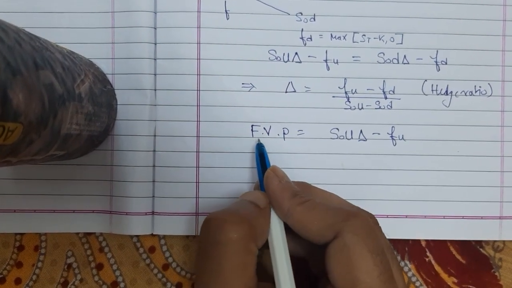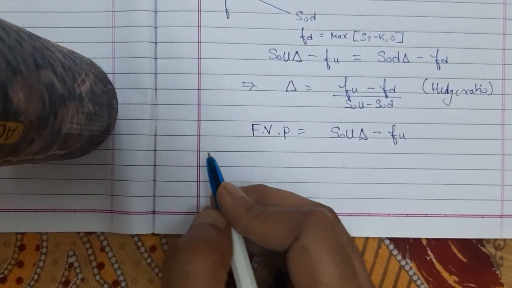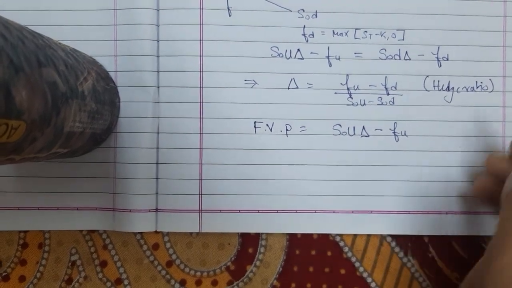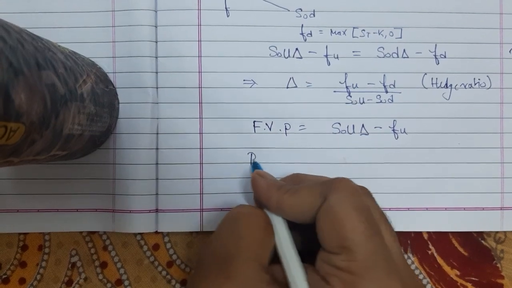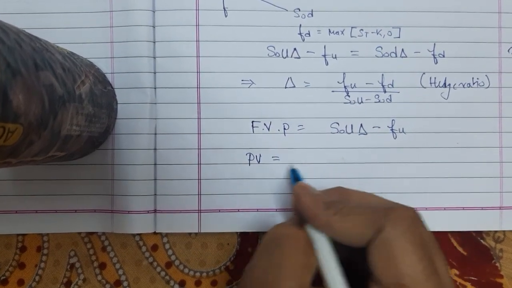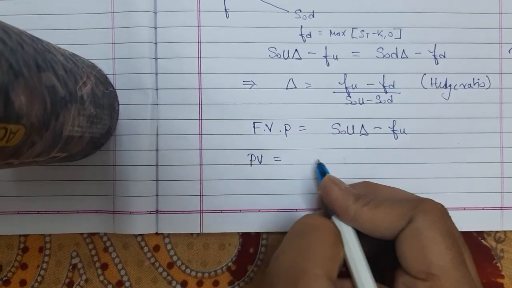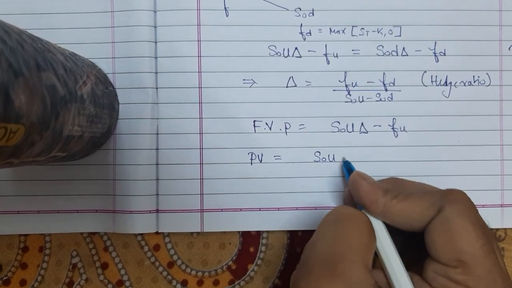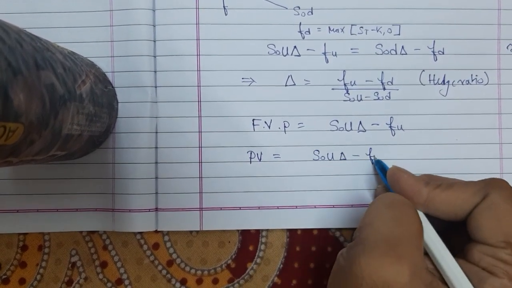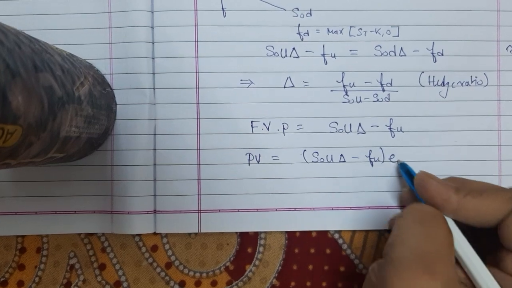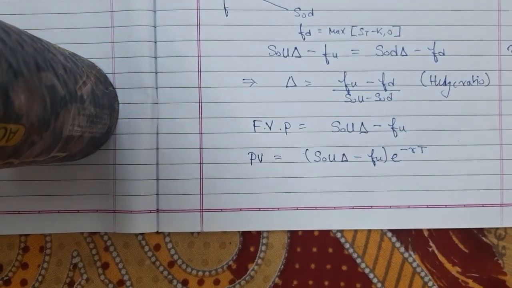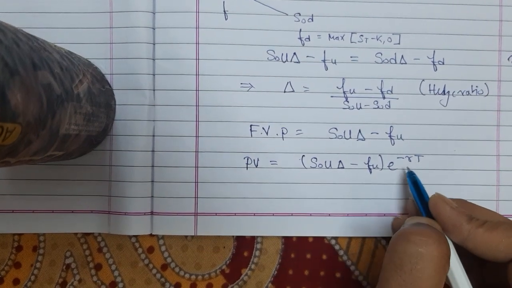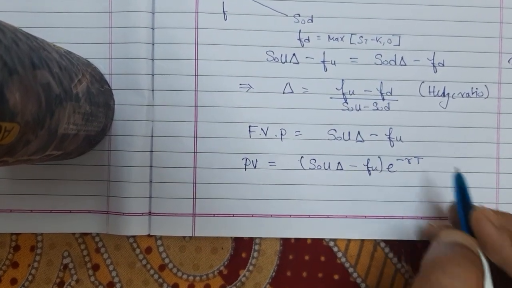Now we are supposed to convert this future value into the present value at an interest rate of R. If we convert this into the present value, the present value of the portfolio will be equal to S0U delta minus FU multiplied by e raised to the power minus rT. As earlier we have considered that the interest rate is r and the time period is T.